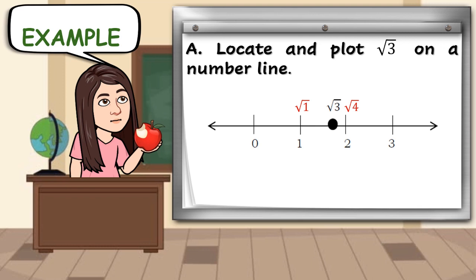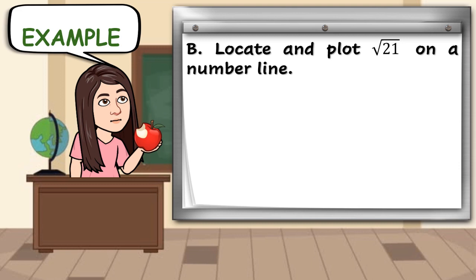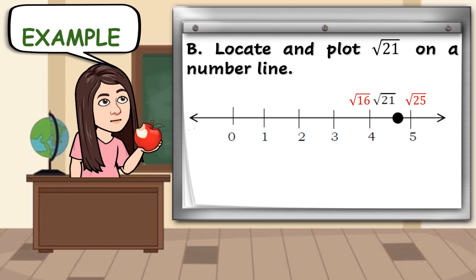For example, letter B, locate and plot square root of 21 on a number line. Since ang 21 ay hindi perfect square, hahanap tayo ng dalawang perfect square number na pinakamalapit kay 21. And these are 16 and 25. Thus, square root of 21 lies between square root of 16 and square root of 25. And since 21 is closer to 25, we will then plot square root of 21 somewhere closer to 5, which is the principal root of square root of 25.